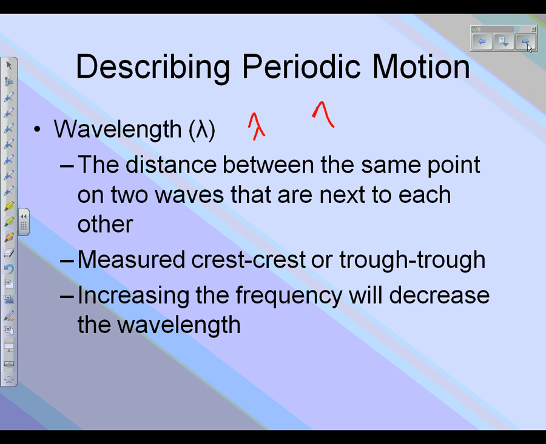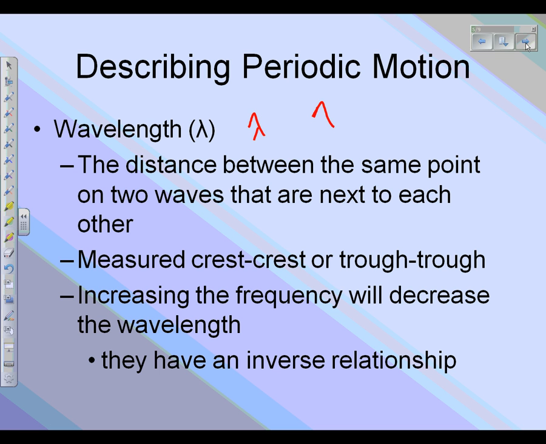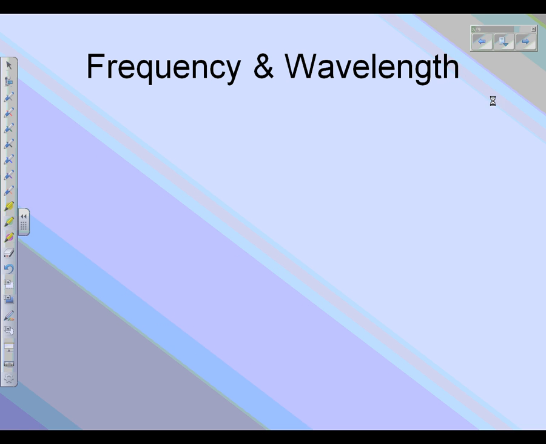If I'm increasing the frequency, that means that more compressions are fit into the same space, right? So if there's more compressions in that same space or in that same time, the distance is going to have to get smaller and smaller and smaller. Okay. Good there? All right. Some pictures. Oh, inverse relationship. Frequency and wavelength have an inverse relationship, just like frequency and period have an inverse relationship.